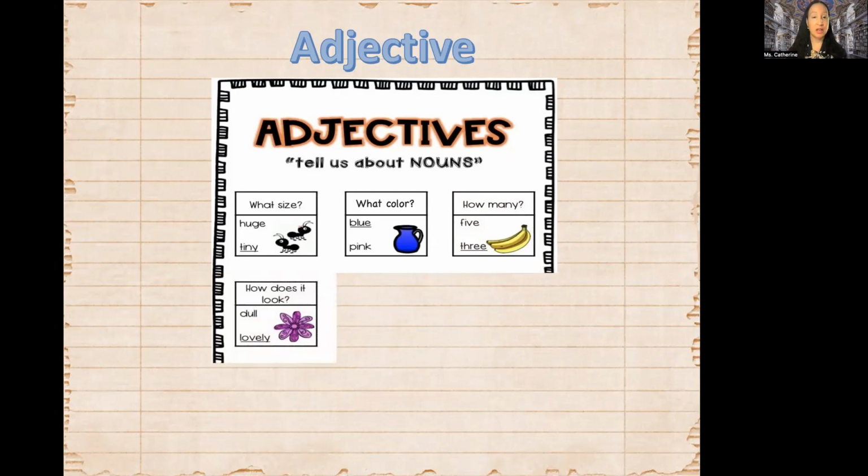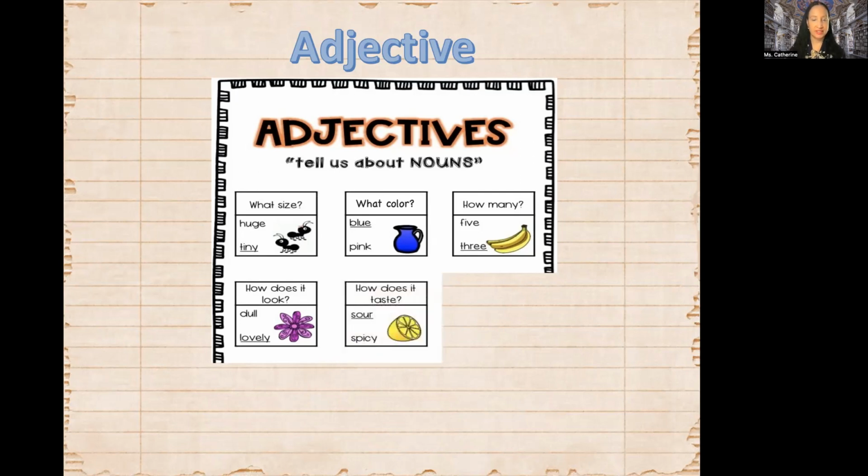How does it look? It looks lovely. Okay, what's the adjective here? That's right, lovely. And what is the picture? What do we see in this picture? Right, a pink flower. So I'll give you another bonus here. Which would be the noun and which would be the adjective if I say pink flower? Pink would be the adjective and flower would be the noun.